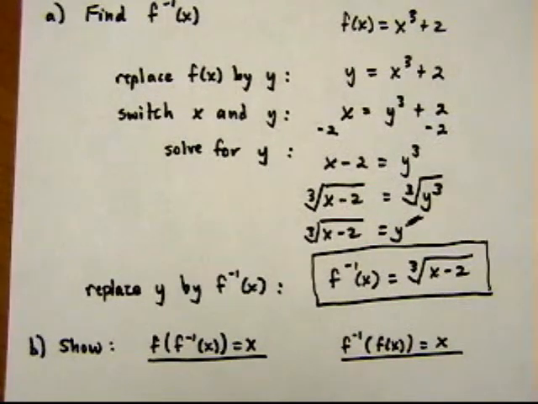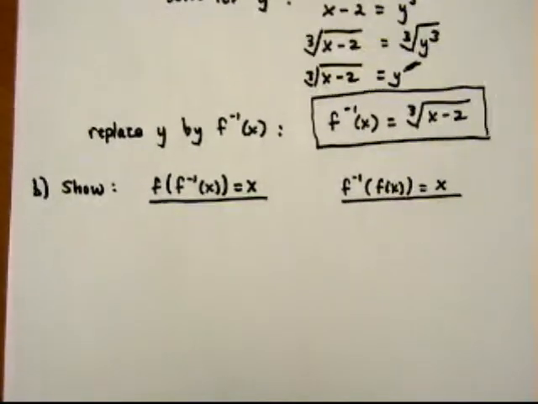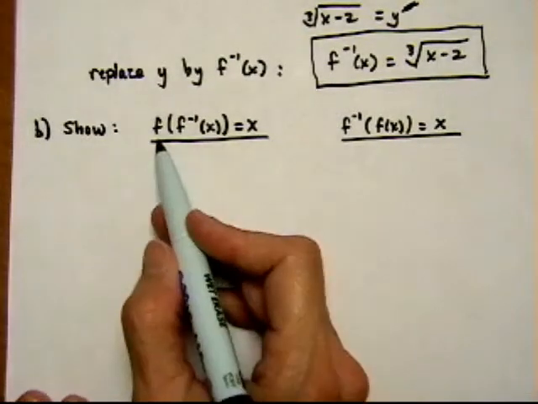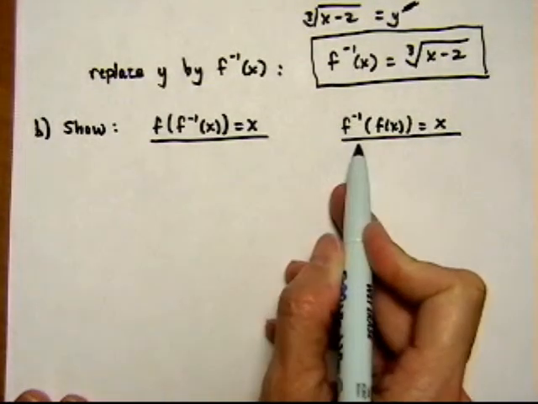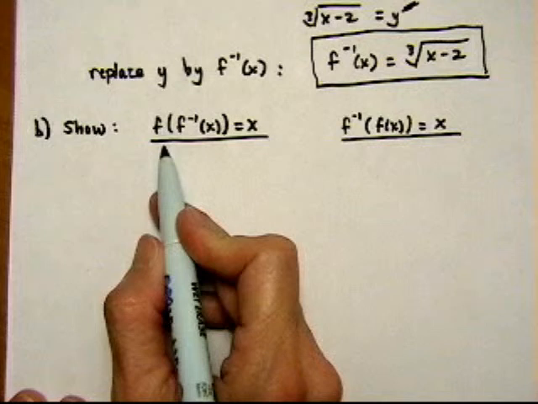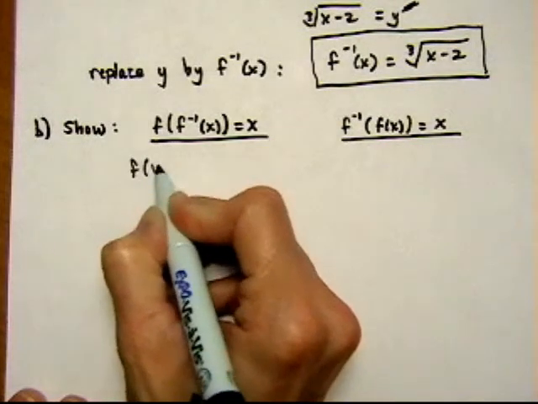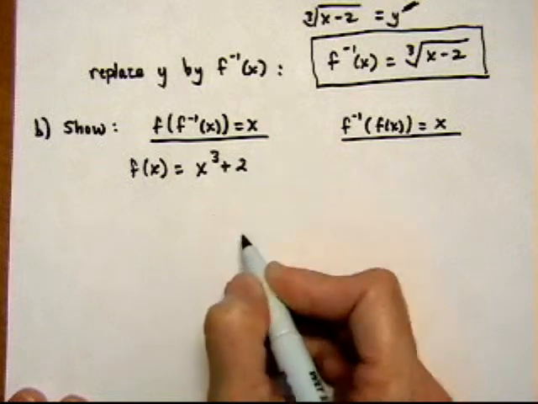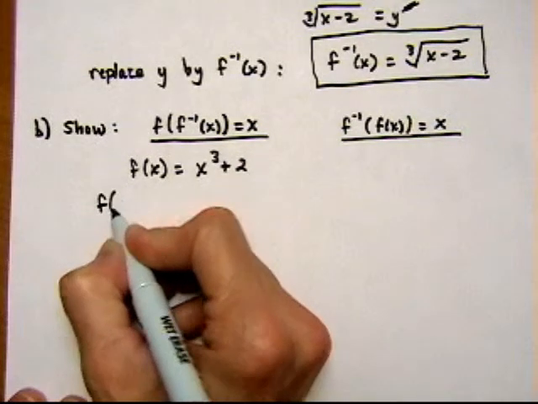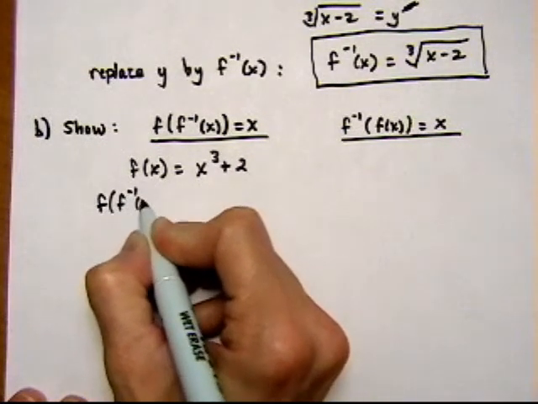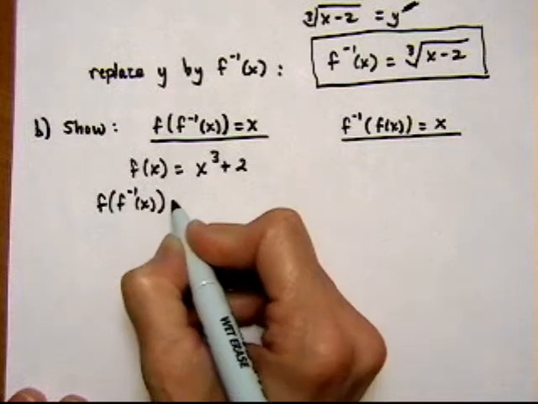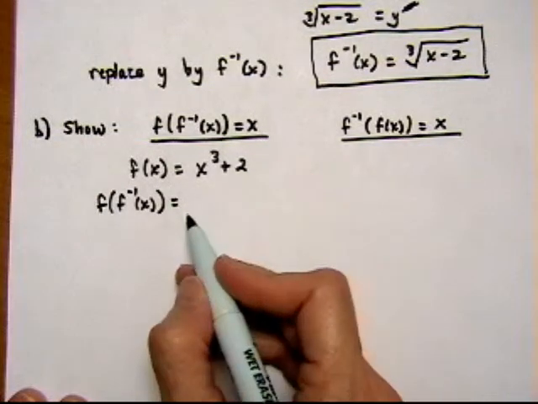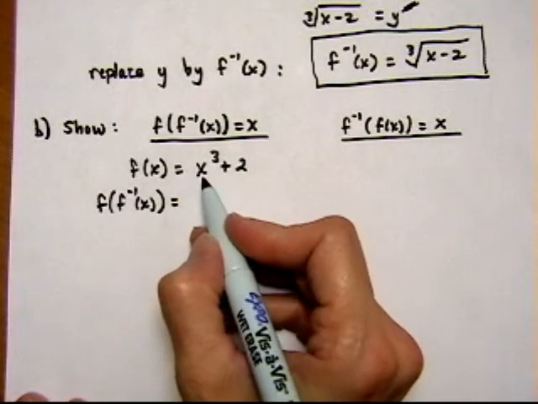And now we just want to verify that we correctly found the inverse function. And we do that by verifying these two cases right here. Let's start on the left with f of x. And f of x is equal to x cubed plus 2. And then we want to find f of f inverse of x. And this should give us the x back out again. So let's see what we get.